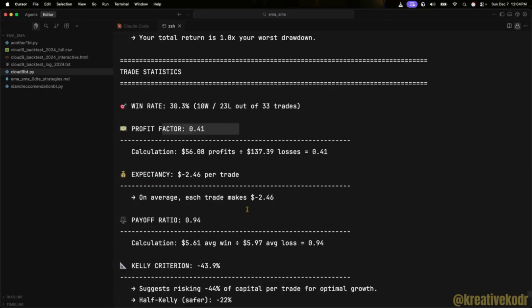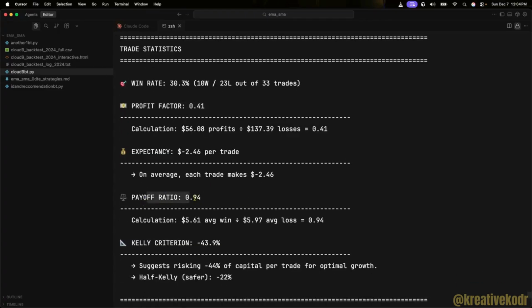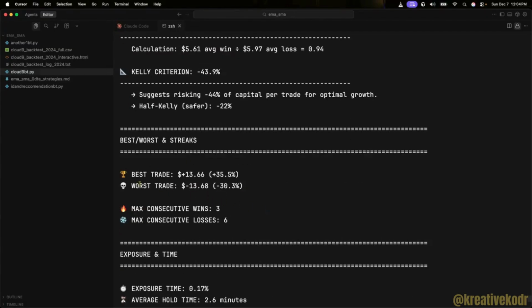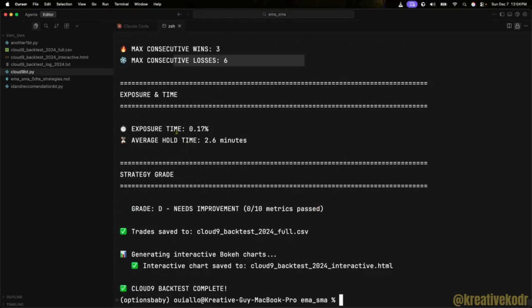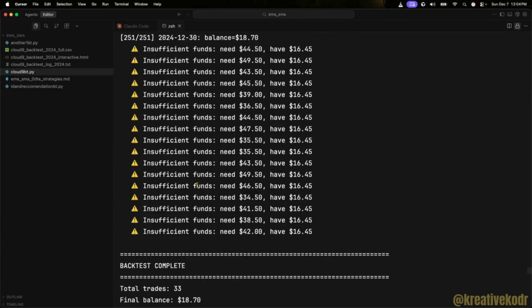The payoff ratio is 0.9. The best trade was $13. The worst trade was 13. Our consecutive win streak was 3. Our consecutive lose streak was 6, right? Exposure time, 17%, and our average hold time was 2.6. So we need to improve a couple of things for the strategy.